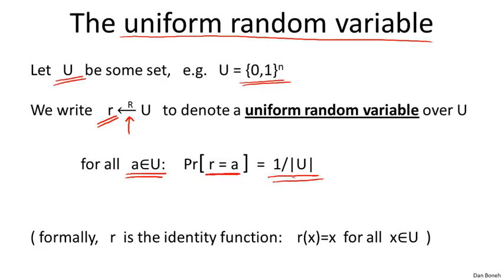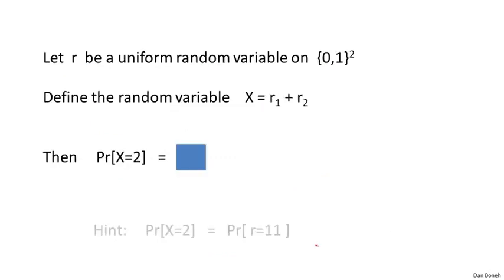And if you want to stick to the formal definition of a uniform variable, it's actually not that important. But I'll just say that formally, the uniform random variable is just an identity function, namely R(x) is equal to x for all x in the universe. So just to see that this is clear, let me ask you a simple puzzle.